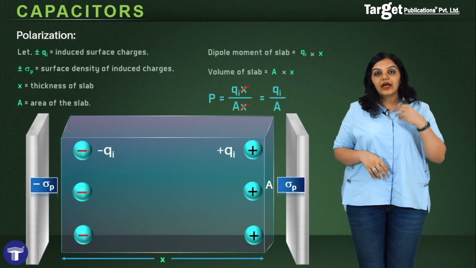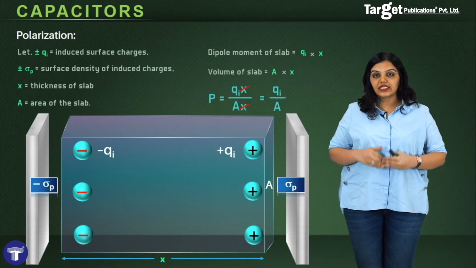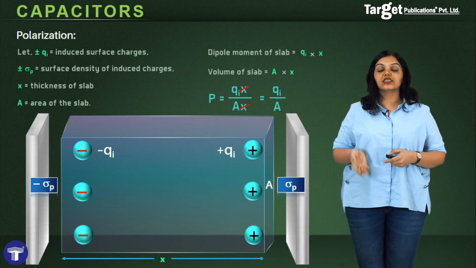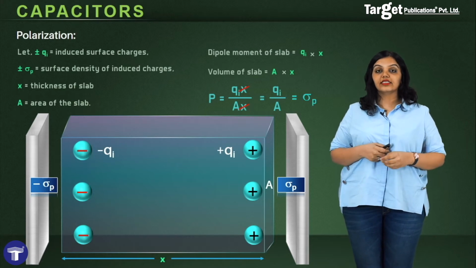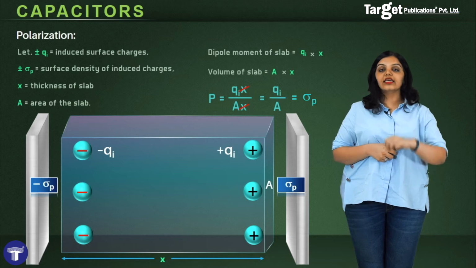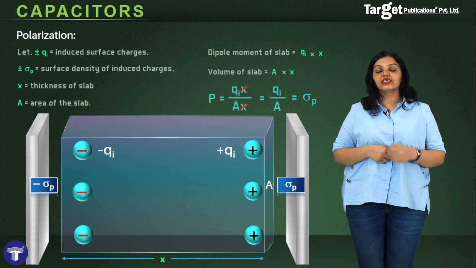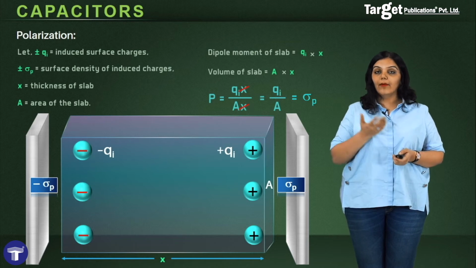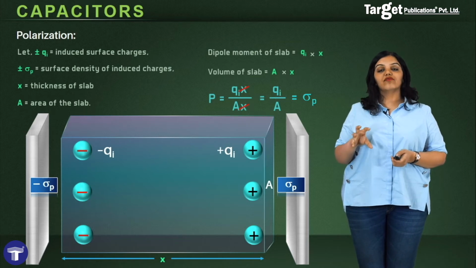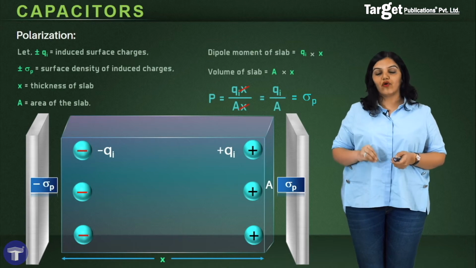But Qi by A is nothing but charge per unit area, and therefore by definition it is the charge density. And therefore we say that for linear isotropic dielectrics, the polarization is numerically equal to the surface charge density, that is the density of the induced surface charges, sigma p or minus sigma p. The magnitude of this will give us the numerical value of the polarization.